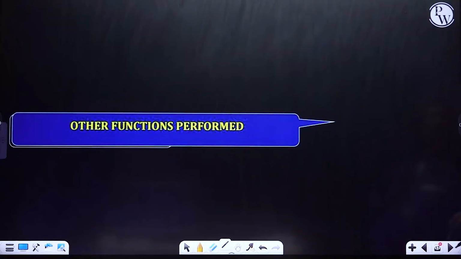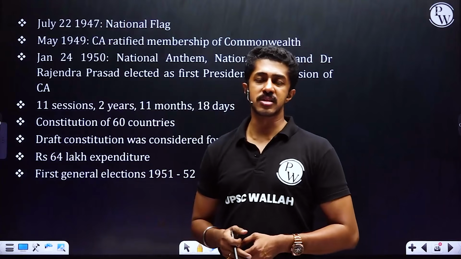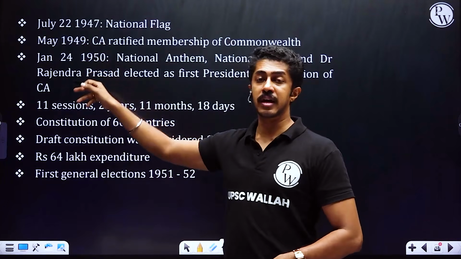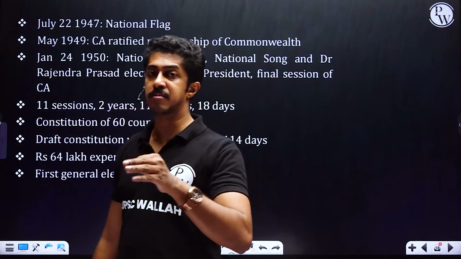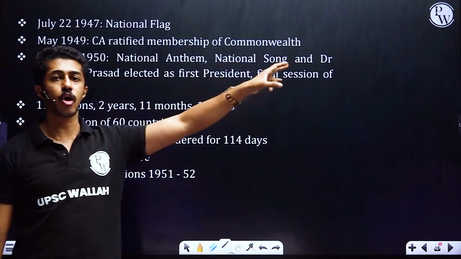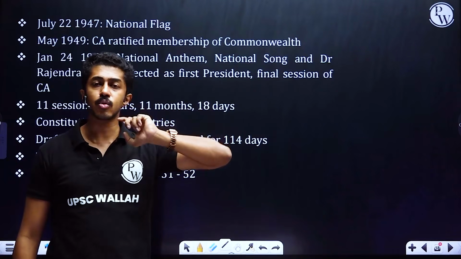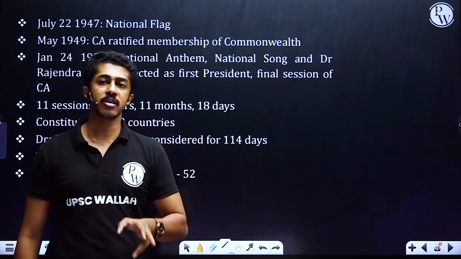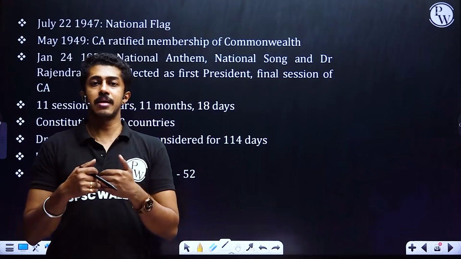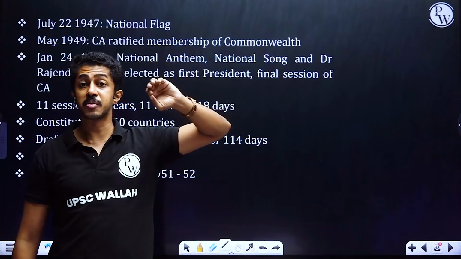Other functions performed. So let us see what it is. July 22, 1947, national flag was adopted. May 1949, CA, Constituent Assembly, ratified the membership of Commonwealth. What is this Commonwealth? British Commonwealth nations it is called. That is, these nations are basically those countries which at one point of time were under the British crown. So once they became independent, they all came together and came to be known as British Commonwealth nations.